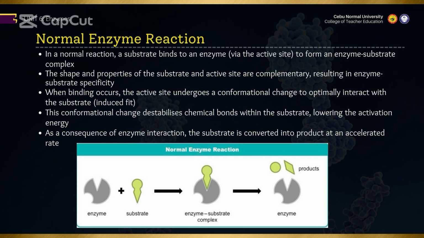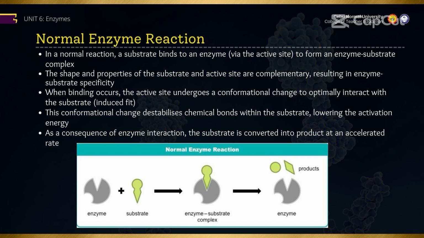When binding occurs, the active site undergoes a conformational change to optimally interact with the substrate in an induced fit. As you can see, it is a perfect fit, which means they are meant for each other. So this conformational change destabilizes chemical bonds within the substrate, lowering the activation energy. And as a consequence of enzyme interaction, the substrate is converted into product at an accelerated rate.